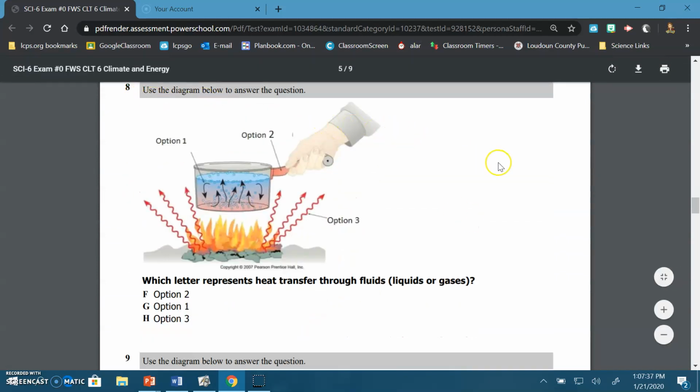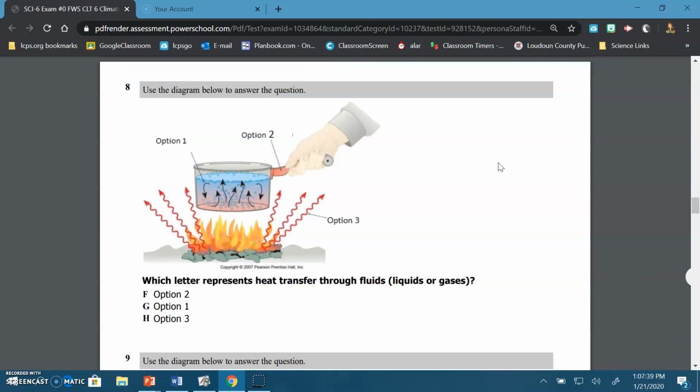Number 8, use the diagram below to answer the question. Which letter represents heat transfer through fluids, liquids, or gases? Option 2 is letter F. Option 1, letter G, or option 3, letter H.